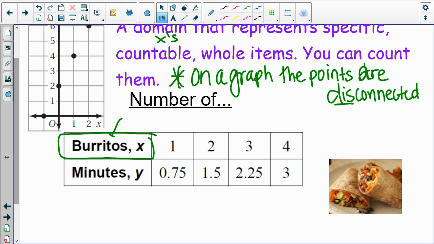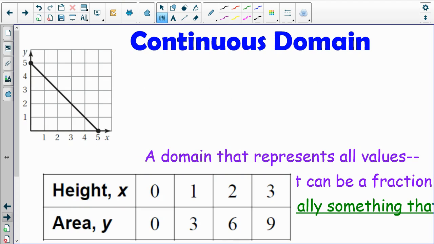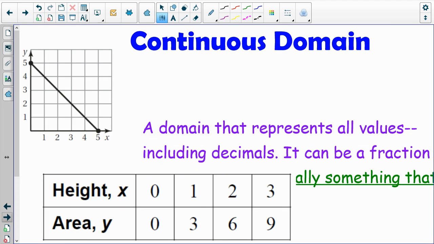Burritos come whole when you buy them or make them. Yeah, you can cut them in half, but they start whole. And so that would be a discrete domain. So anything whole, countable is discrete. So no fractions, no decimals. So then if we're talking about things that are fractions or decimals, that is a continuous. So will you please write down next, continuous domain.